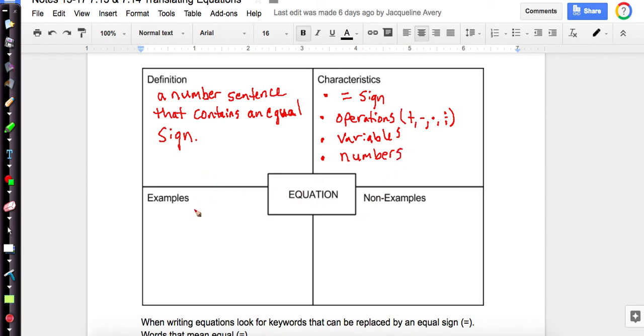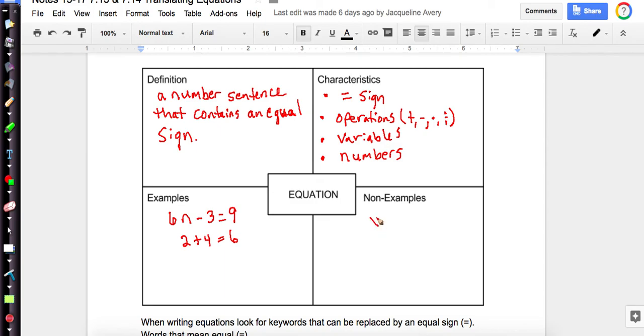So let's look at some examples of equations. We're going to write down two. 6n minus 3 equals 9. So notice it has an equal sign, variables, numbers, and operations. And then 2 plus 4 equals 6. Notice it has an equal sign, it has numbers and operations. It doesn't have a variable, but it's still an equation because of the equal sign.